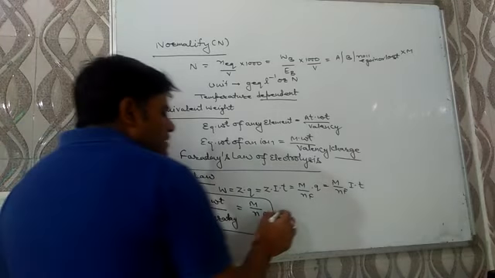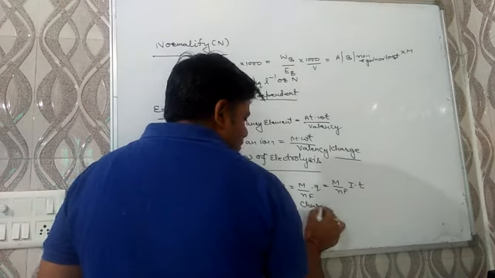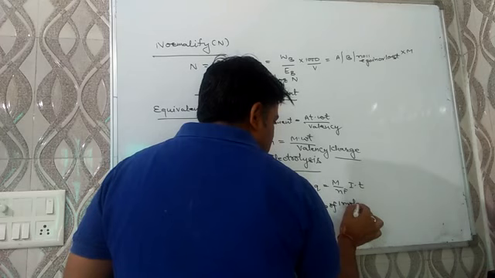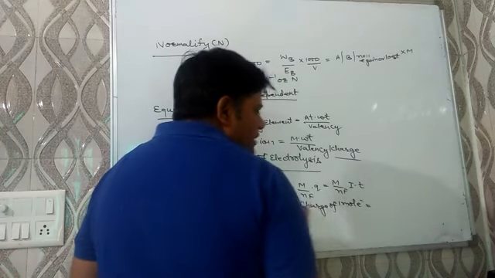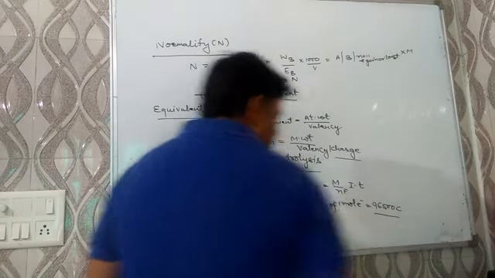Now we have to discuss Faraday's constant. Faraday's constant is the charge of 1 mole of electrons, and its approximate value is 96500 coulomb.